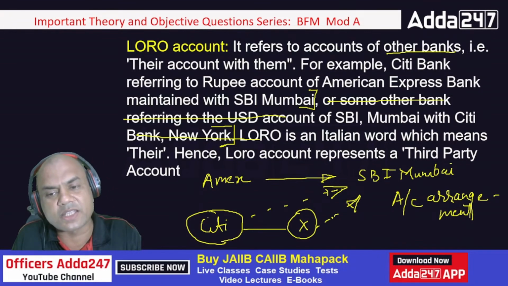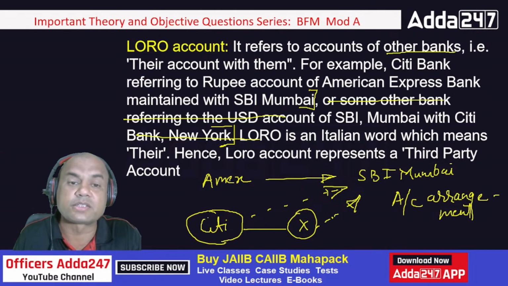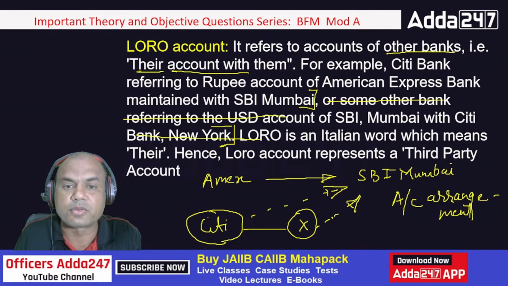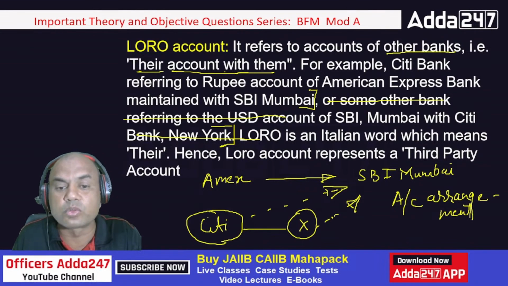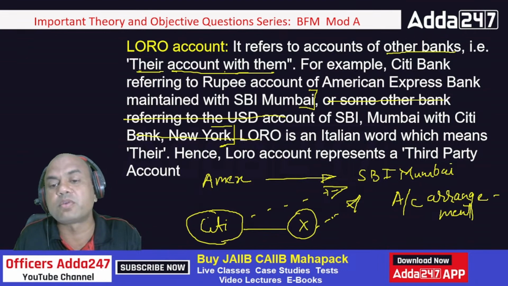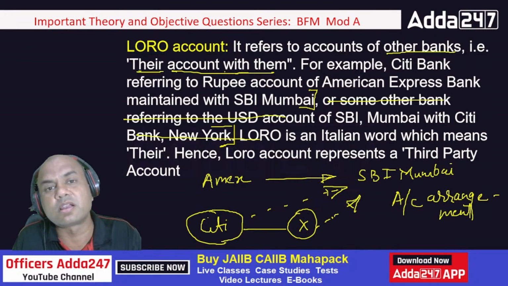So the accounts are existing with some other banks. You are just managing it. That's a management system. So that's why it's called as what? Their account with them. Okay. So their account. Who? Their Amex account. With them means what? SBI Mumbai. So all third party.